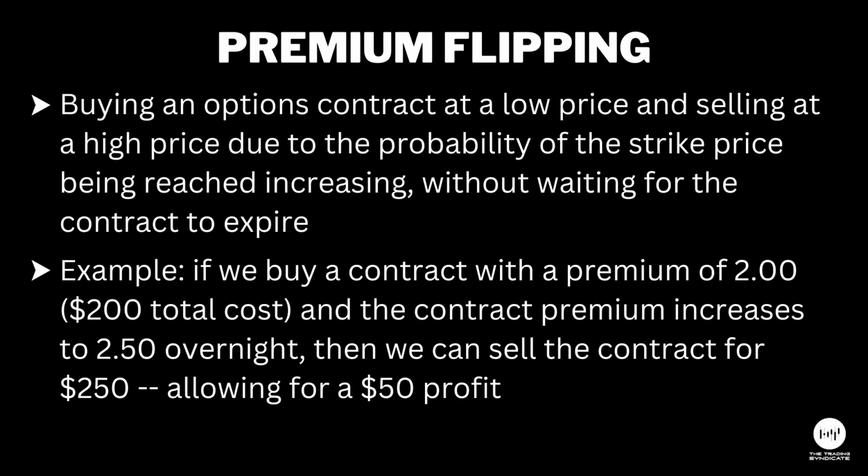For example, say we buy an option for a stock for a premium price of 2.00. The total cost of this position would be 2.00 times 100, which is $200. If the premium moved overnight to 2.50 due to the stock increasing by 2% overnight, the position would then be worth $250, and we can sell it right then and there for a $50 profit without having to wait until the expiration date. Capitalizing on that overnight move was the entirety of that trade, which resulted in a successful premium flip for that options contract.